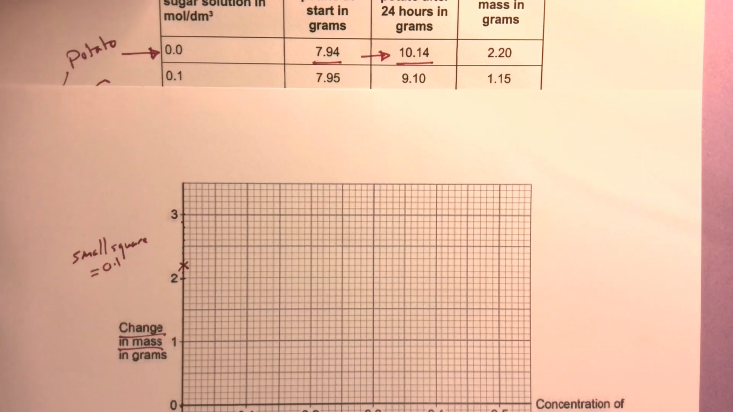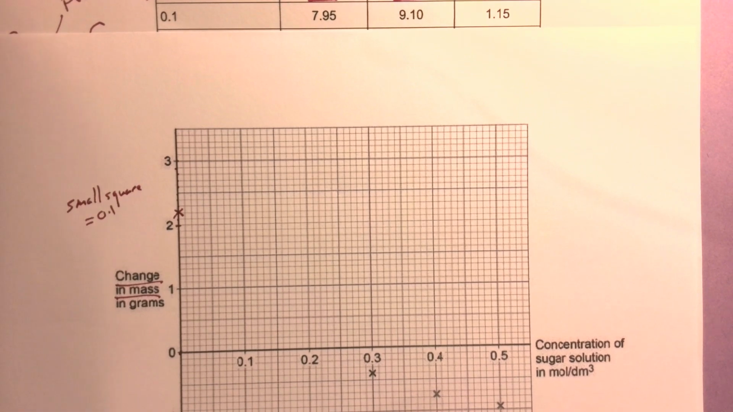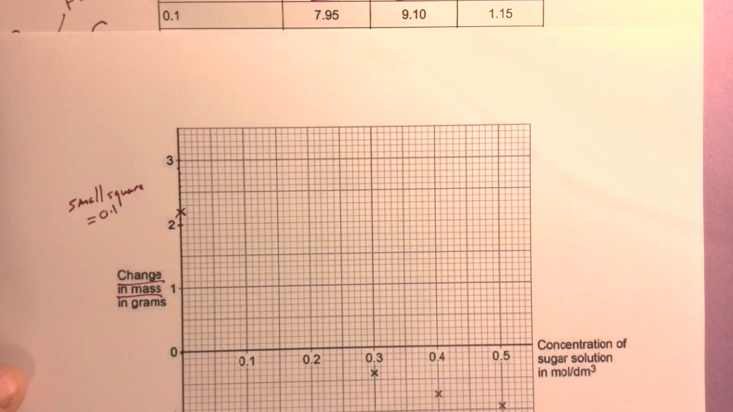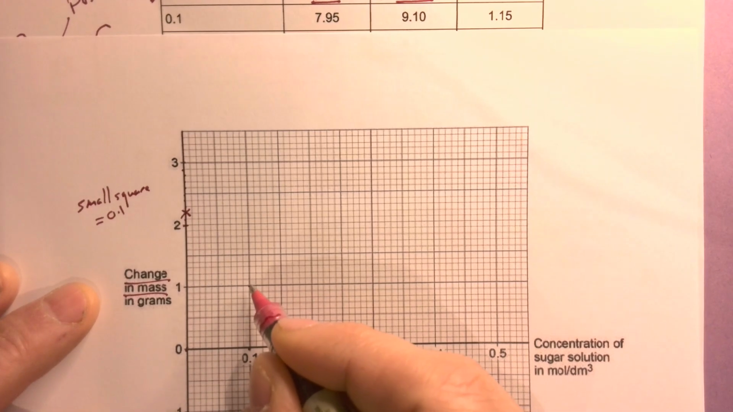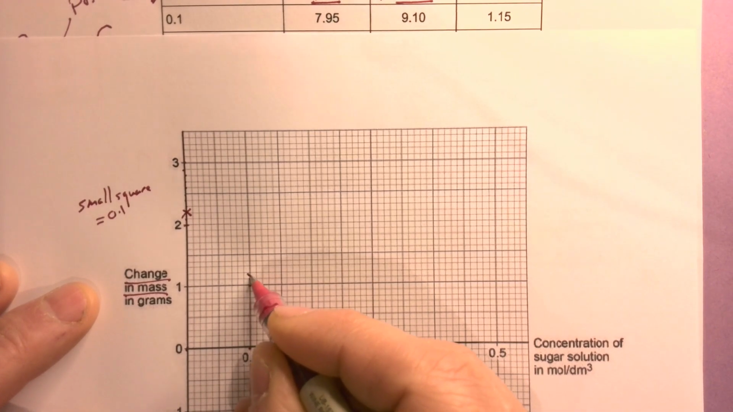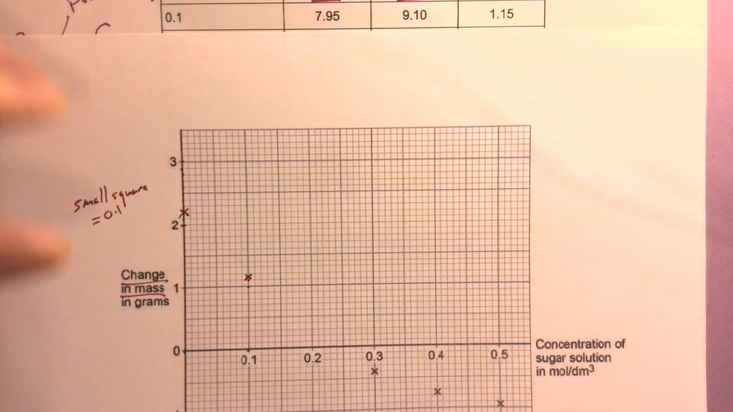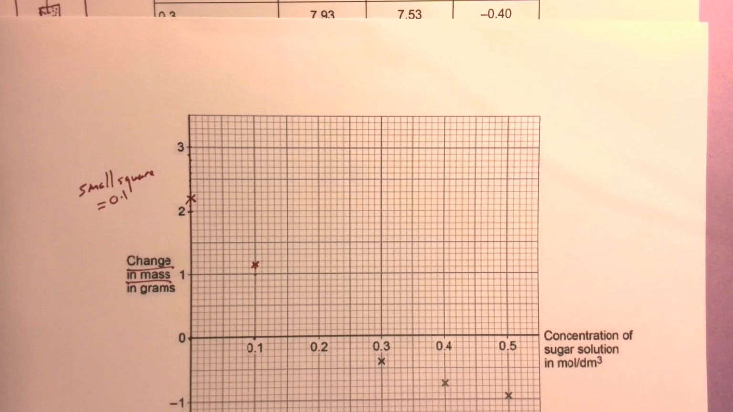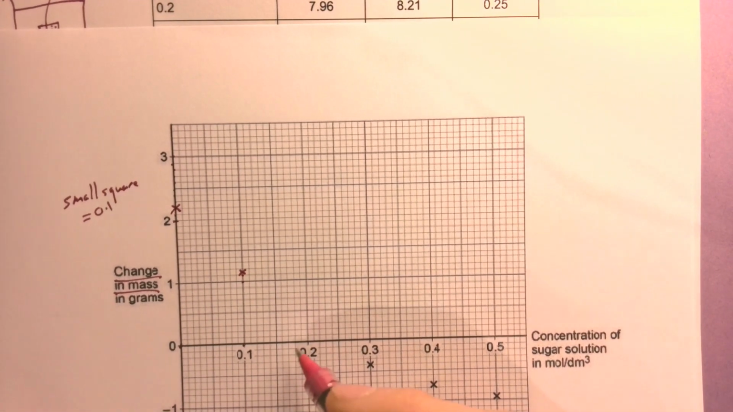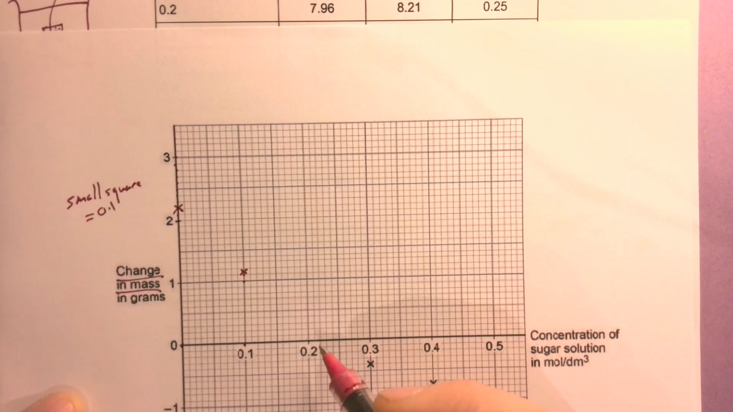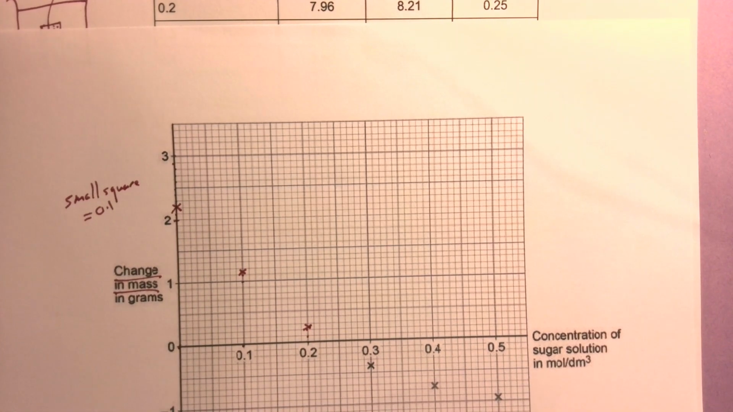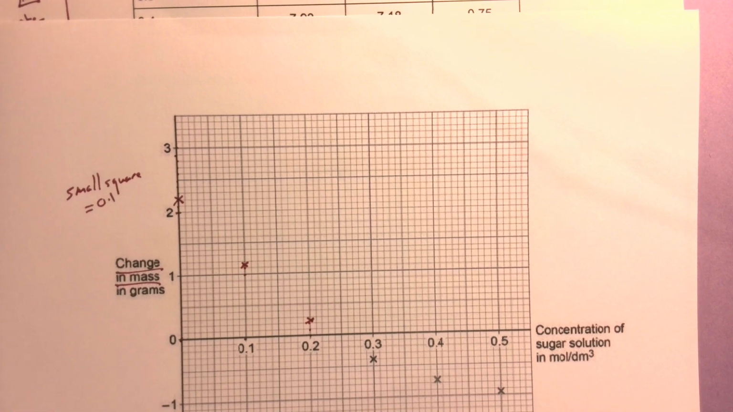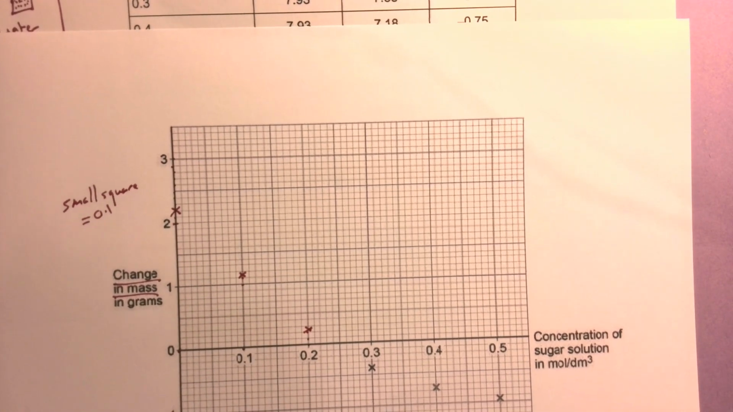Next one I've got is 0.1, which is here, and that goes up to 1.15. So there's 1, 1.1, and 1.15 will be in between going there. 0.2, which is here, is at 0.25. So there's 0.1, there's 0.2, 0.25 will be in between. And the rest of the points are done for me, so I've plotted them.